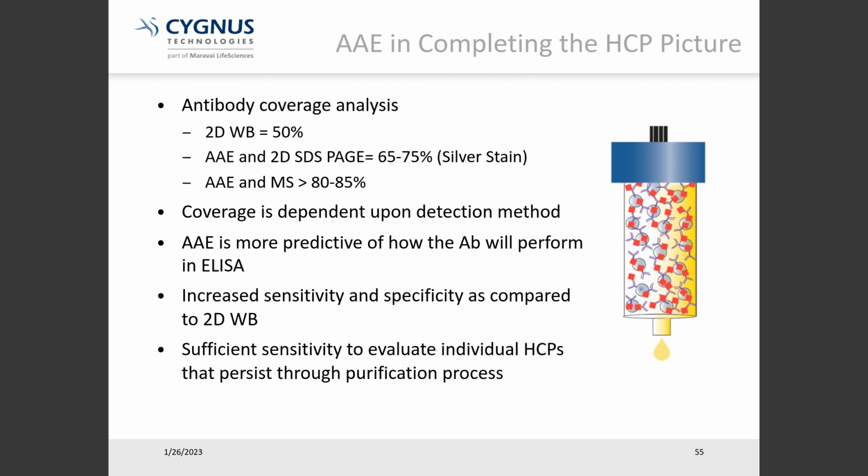So again, just to hit it again, coverage is dependent on the method. Just be careful of what you're going to use. Try to use the most modern methods that you can. It will help you in the long run. And then finally, the AAE is just much more predictive of how the antibody will perform in the ELISA. And just as a reminder, that is the sole purpose of doing this: you want to predict how the antibodies work.